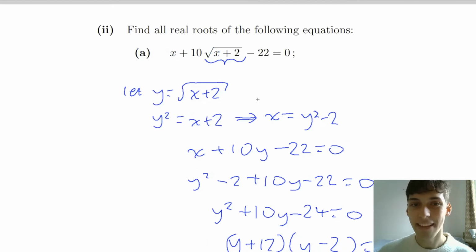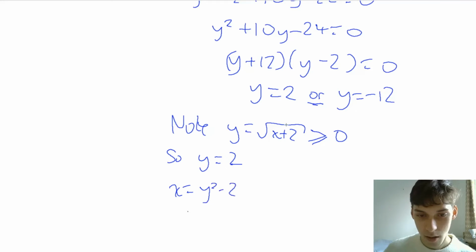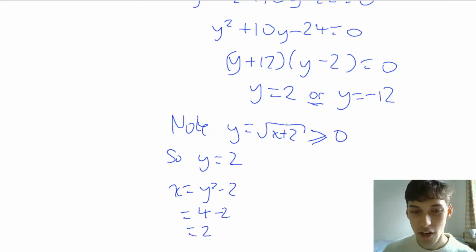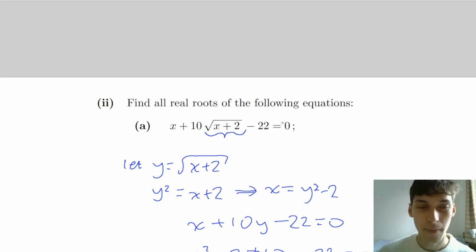Now let's again get this in terms of x. We have x is equal to y squared minus 2. So let's write that down here. Is equal to 4 minus 2, which is equal to 2. Okay, we found a value of x. You can, if you want, verify this for yourself that it does indeed satisfy the following equation. So we're done with II part A. We found a real root of the equation.